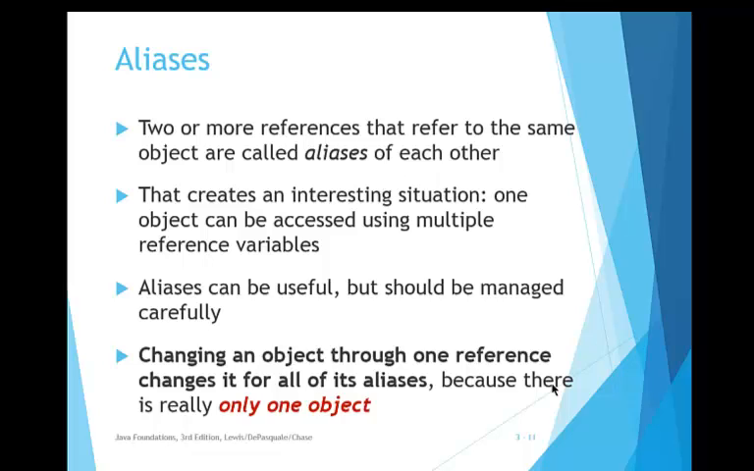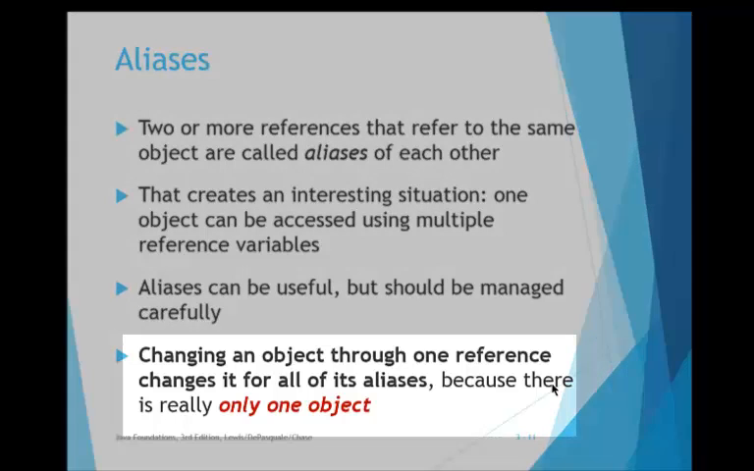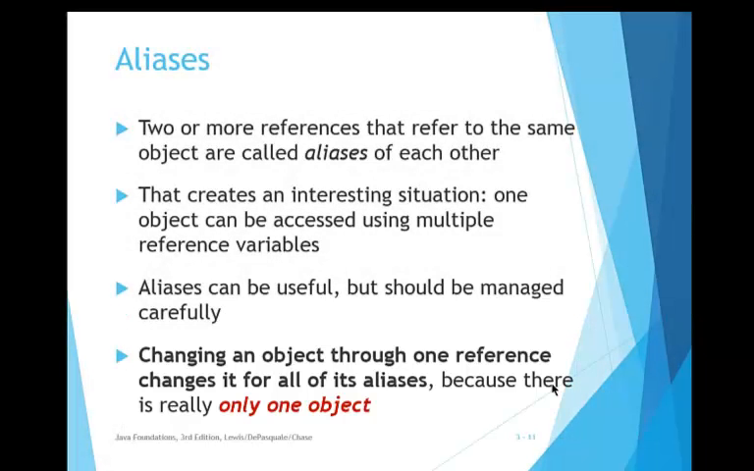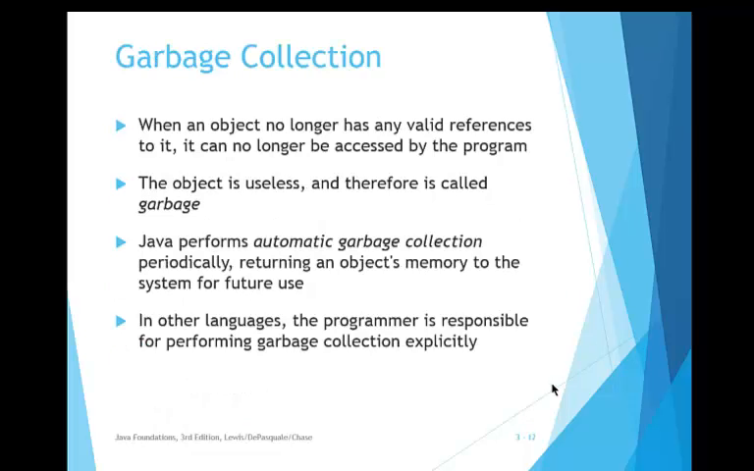We can do this with object references as well. We can have multiple object references that refer to just one object, just like in the previous slide where we assigned name1 and name2 to reference the same string in memory. The difference between a primitive and an object reference is that if I change the object through one of its aliases, it's changed for all of those aliases because there's only one object that they all refer to.